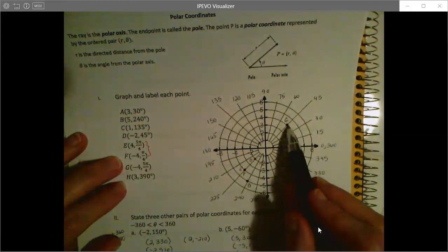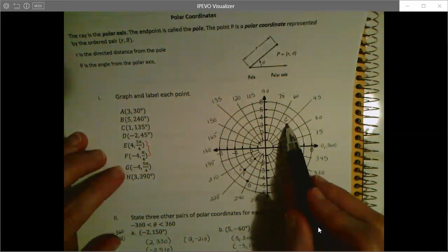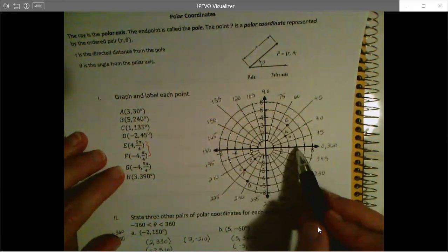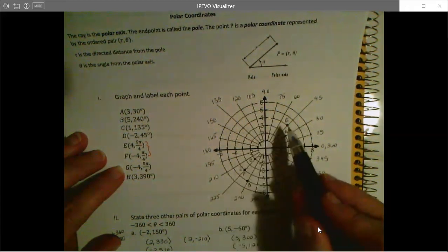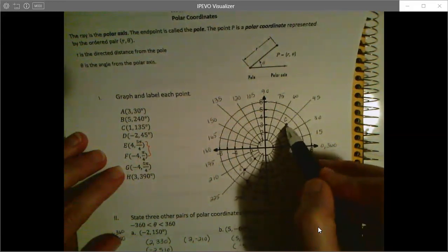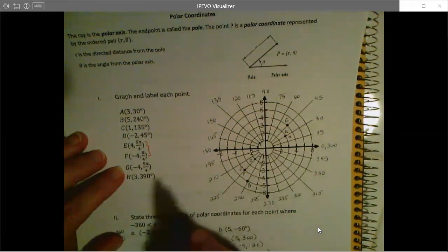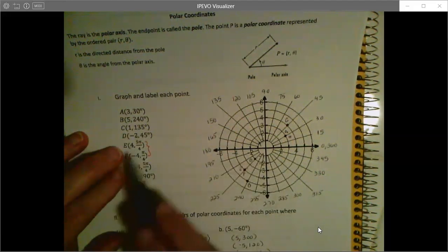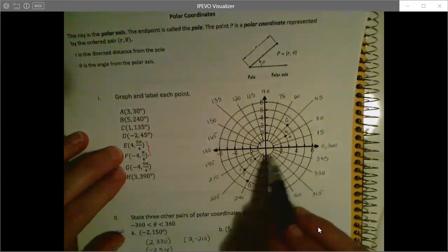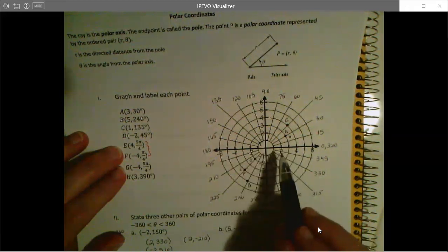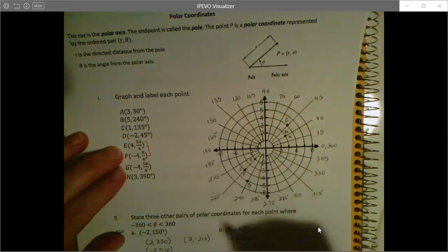Also, notice that G is negative 4, 5 pi over 4. Again, imagine I rotated all the way around to 5 pi over 4, and then I went backwards 4 places. So there are a couple of ways you can think about these graphs. But typically we move to the distance first. So we're going to do the 4 first, which is the r value, and then we're going to rotate. That's one way of looking at it.